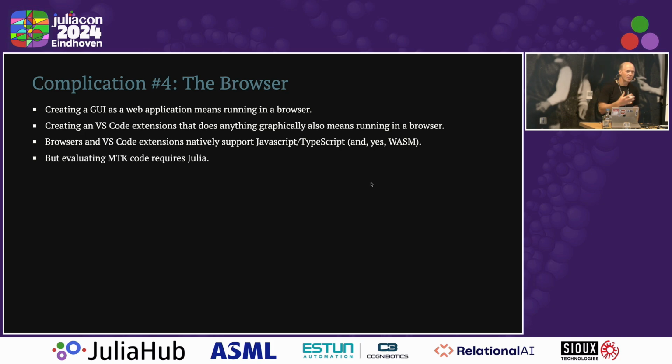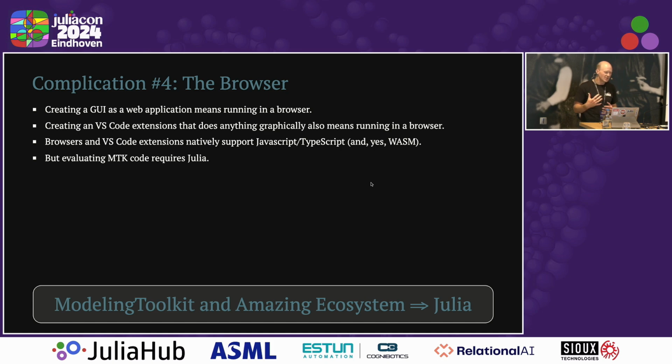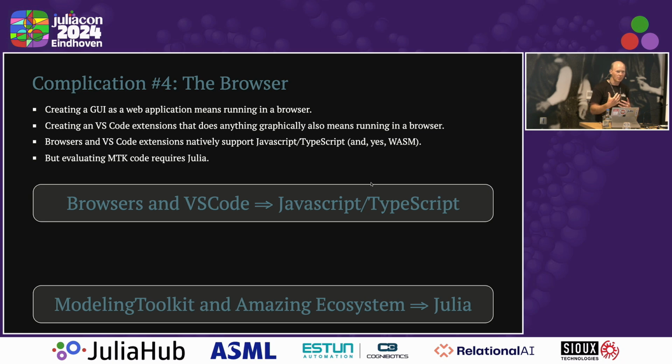But evaluating that MTK code, evaluating those macros, just to even figure out what constitutes your system model involves a Julia execution environment. How are we going to do that if the environment where we're developing the graphical capabilities is not a Julia environment? The problem we have is that we have ModelingToolkit and this amazing ecosystem in Julia as our starting point. And at some point we have to deal with the fact that we have the browser, VS Code, and potentially other environments, but these are the big ones.